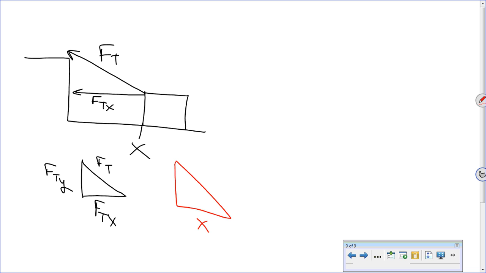Vertically, it's a distance of h, right? And then this L is the length of the rope, where L is the square root of x squared plus h squared. Good? Everybody good up to there? All right.